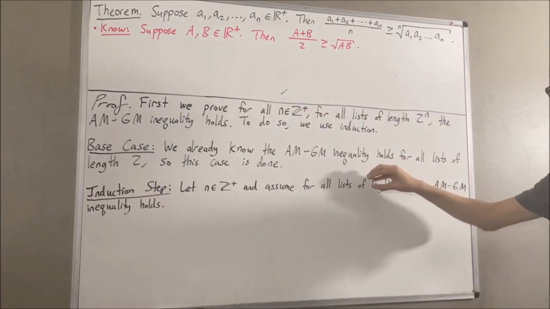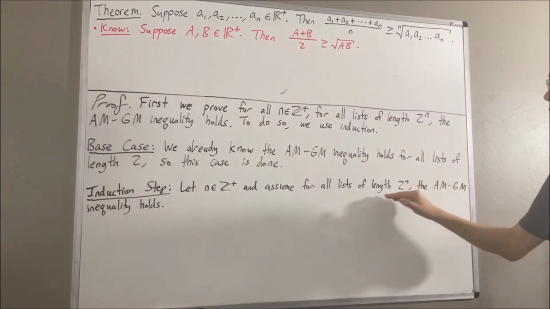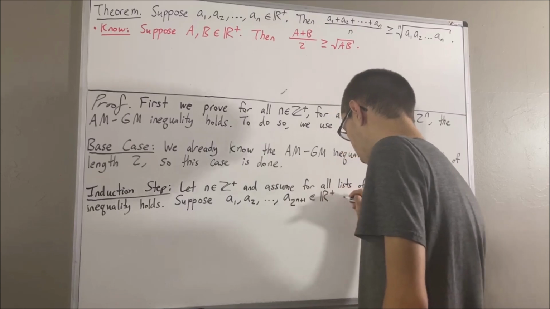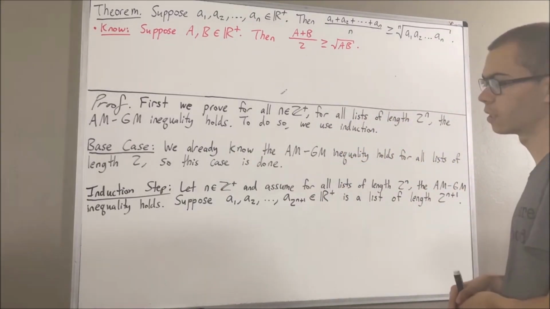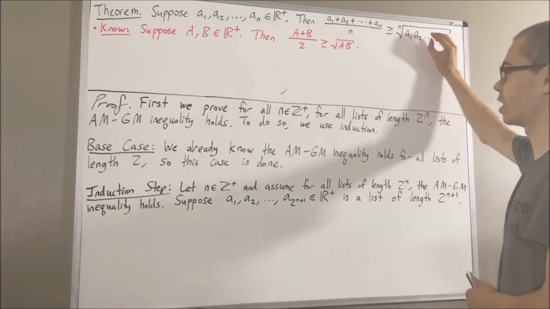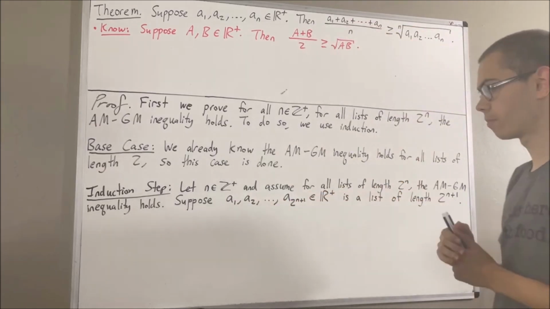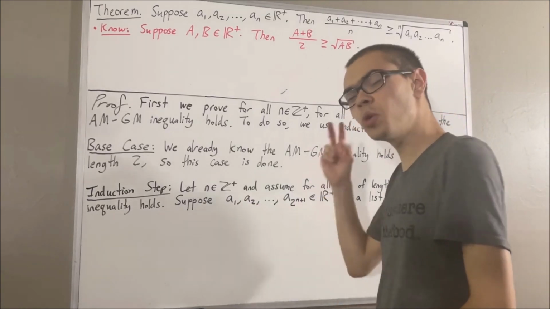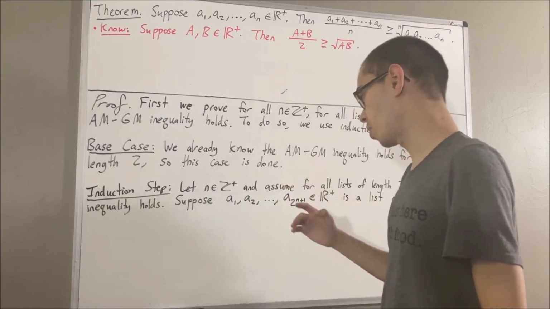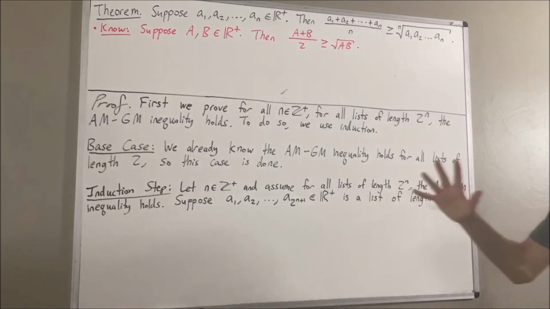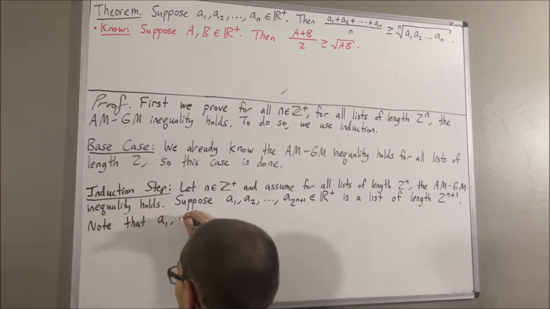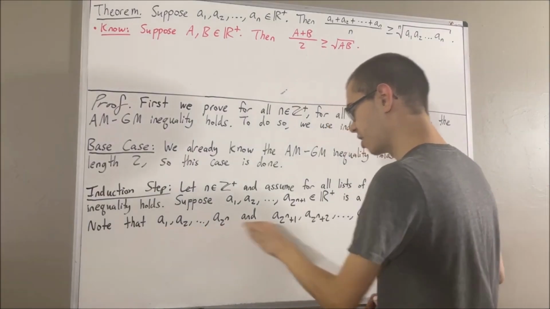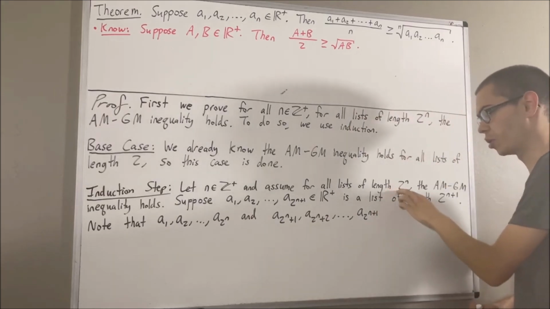So let's give ourselves an arbitrary list of positive real numbers of length 2 to the power of n plus 1. And we want to show that the AMGM inequality holds for this list. Now, first of all, we can break this list up into two lists whose lengths are both 2 to the power of n. Here's what they are. These are both lists whose length is 2 to the power of n.